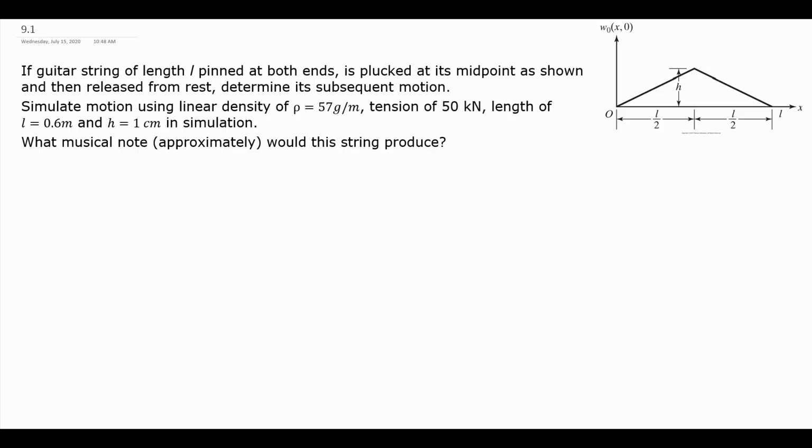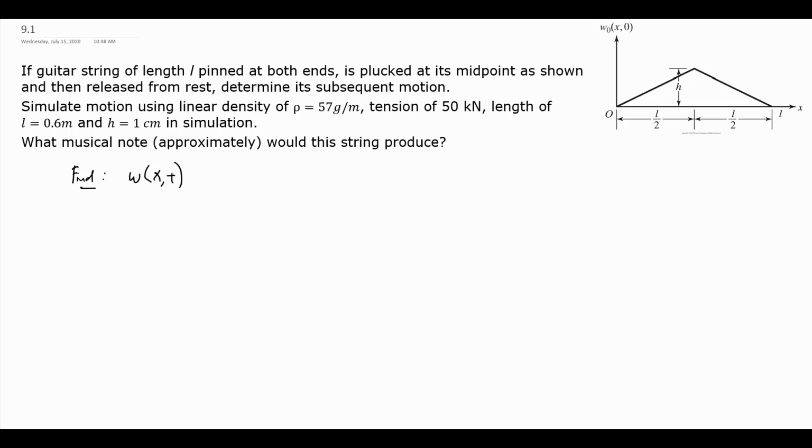In this problem, we have a guitar string that we are plucking, and we want to see what is going to be its behavior after we release it from its initial position. So we are trying to find what we are going to be calling W of x,t, that vertical deflection of the string for all points in space from 0 to L, and for all points in time after we release it from its initial position.